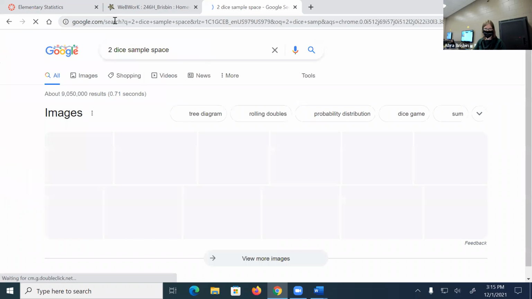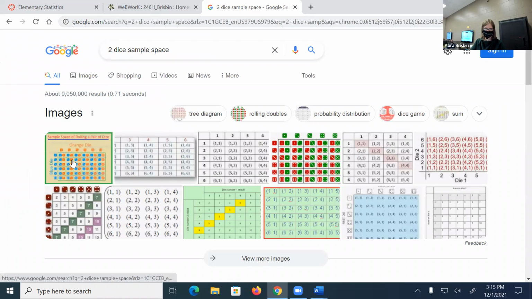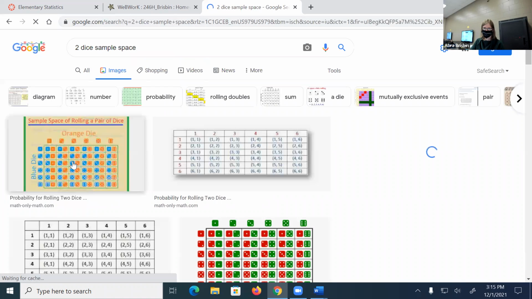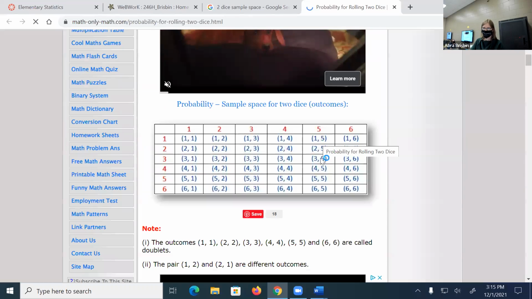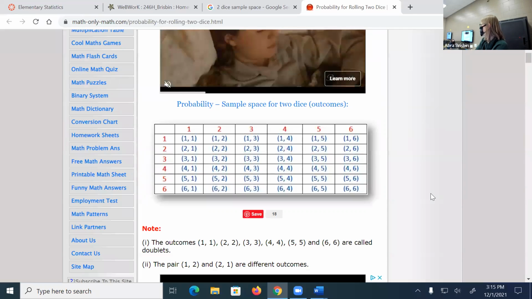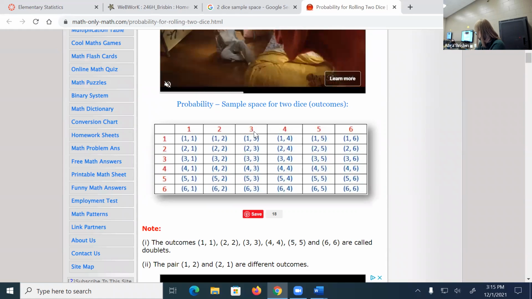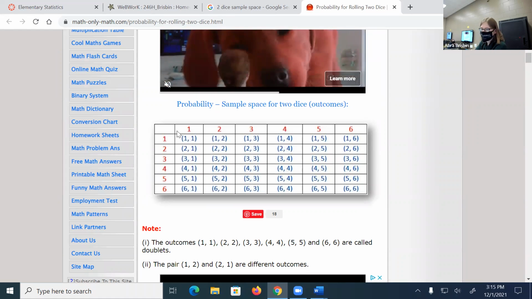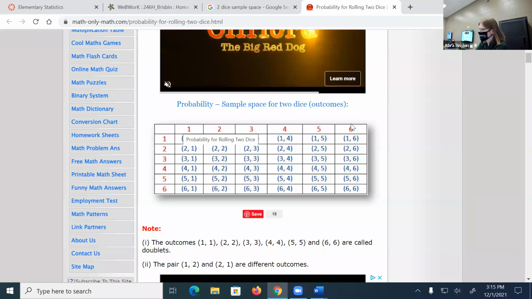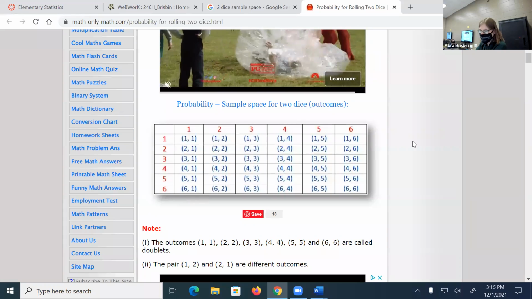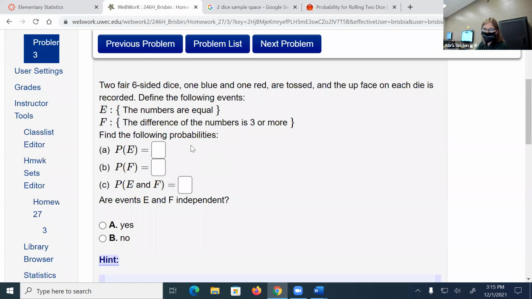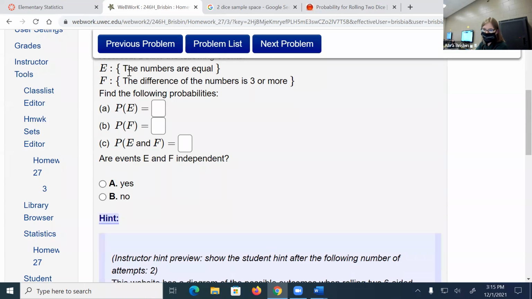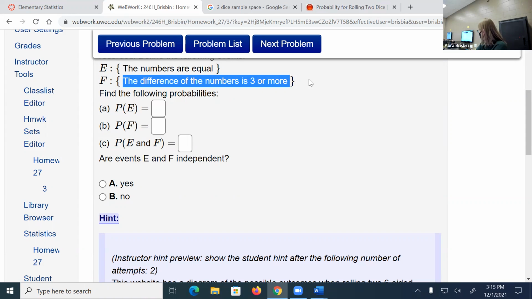Dice sample space. All right. So I just Googled 2 dice sample space and got this. So this is laying out if the first die is 1 through 6 and the second die is 1 through 6, here are the combinations. And then you can go through and count which ones have the difference of the numbers is 3 or more.